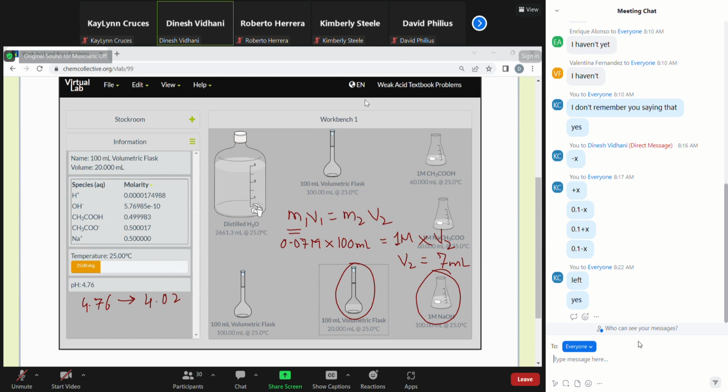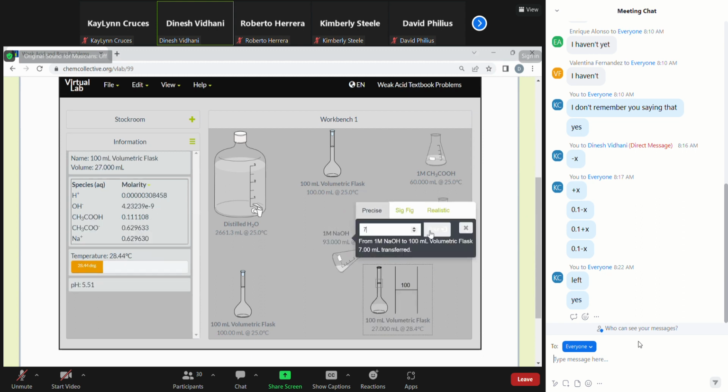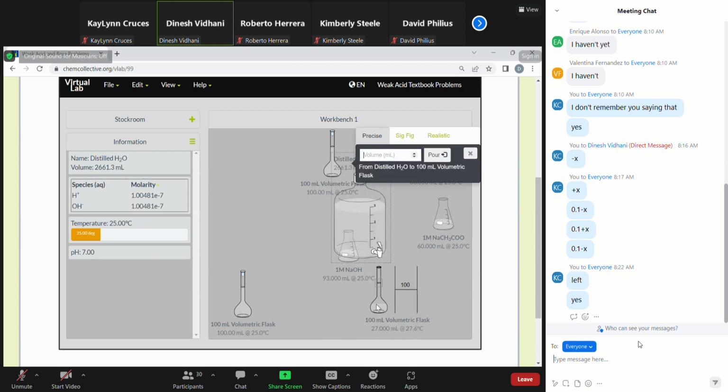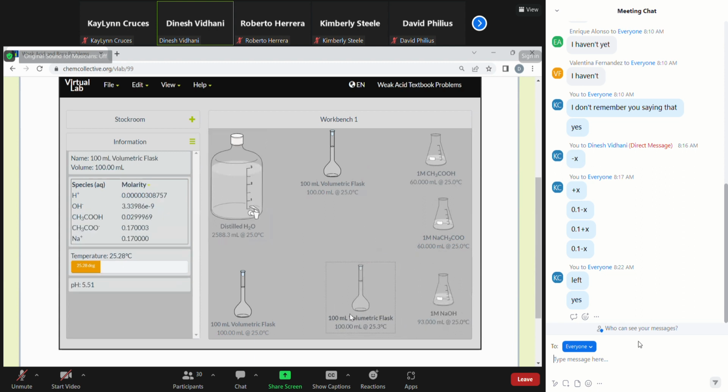Let me clear up this. 7 milliliters, I added that. How much water should I be adding? See, I have 27 milliliters. I need to make the volume all the way to 100. How much water should I be adding? 73. 73. Okay, I added 73. Good. So look at the pH, guys. 5.51. So there was a change in pH, right?